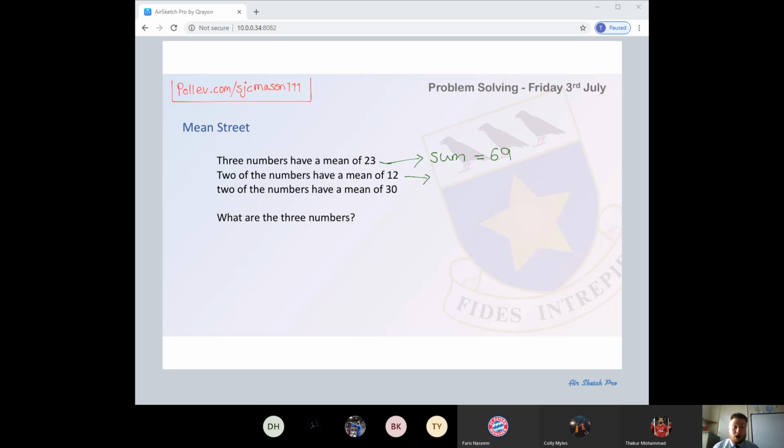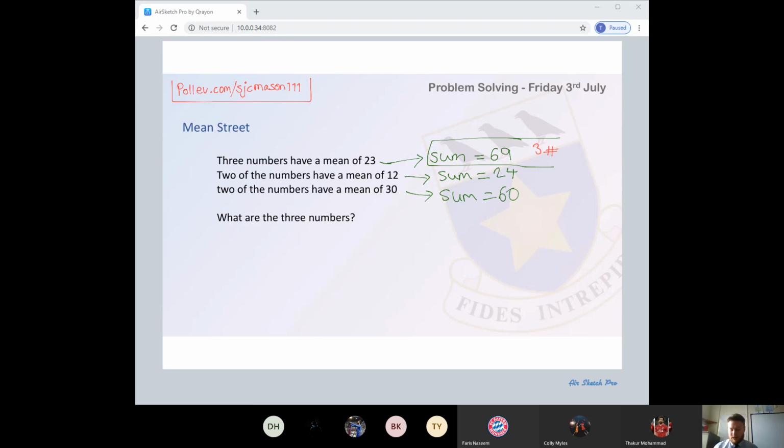So if we've got a mean of 12, that means that the sum is equal to 24 because we've just got two numbers, and this one here must be the sum is equal to 60. Okay, from here it shouldn't be too difficult with what we need to do going forwards, because what we can do is, if three of the numbers, this is the case here where we've got three numbers, the sum is 69.